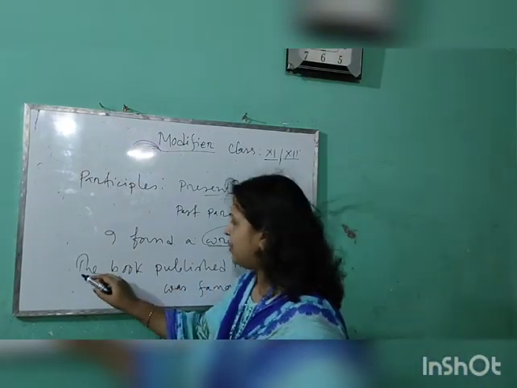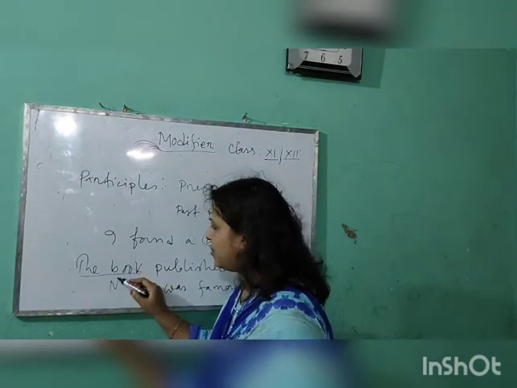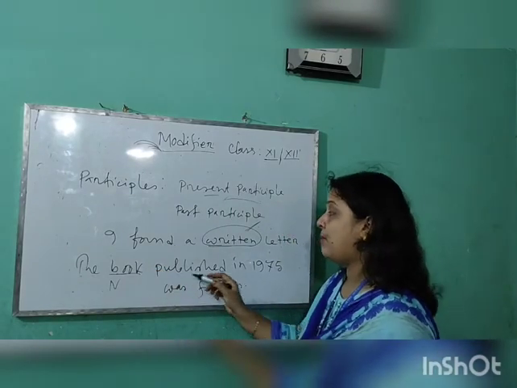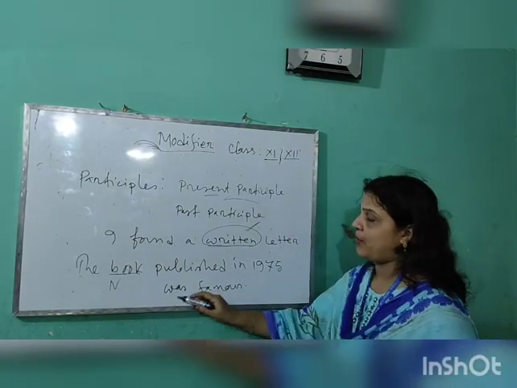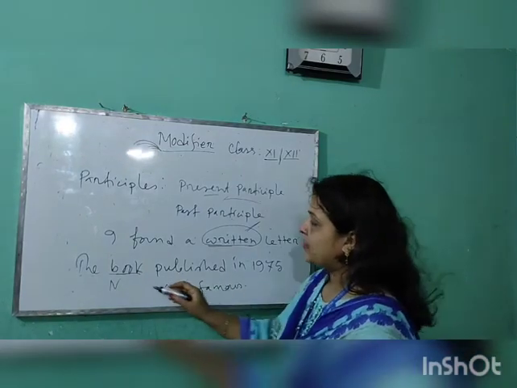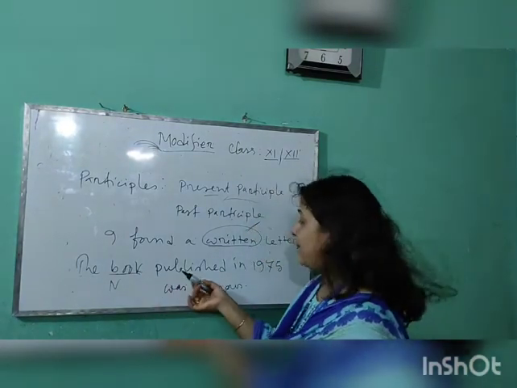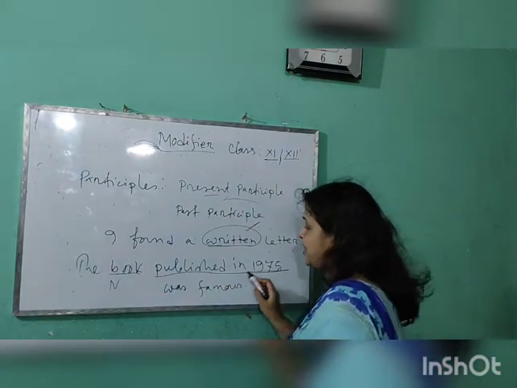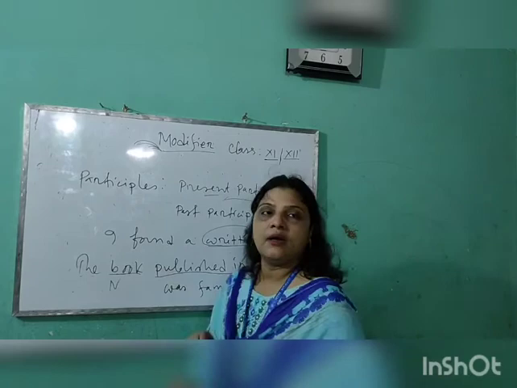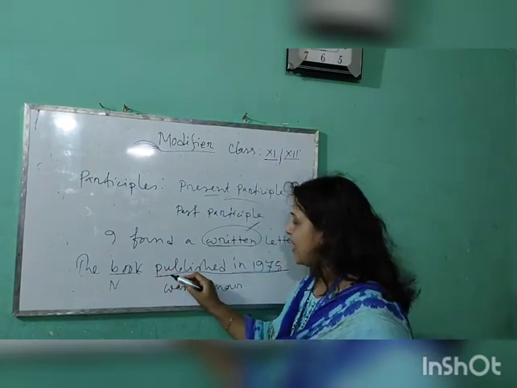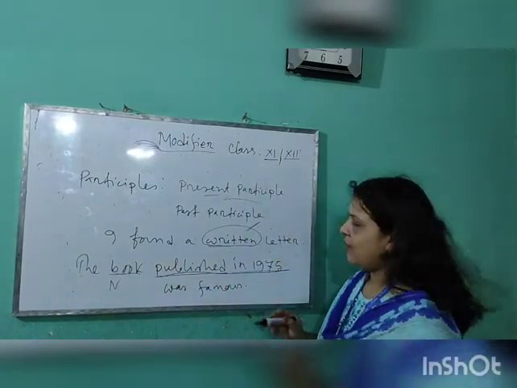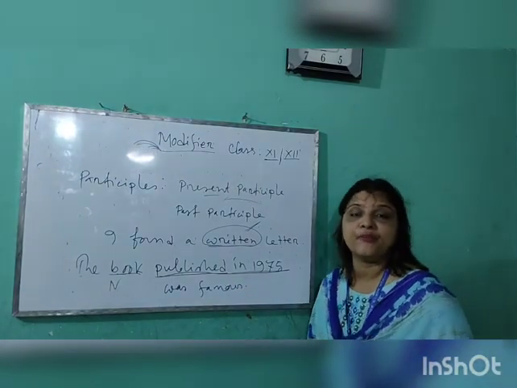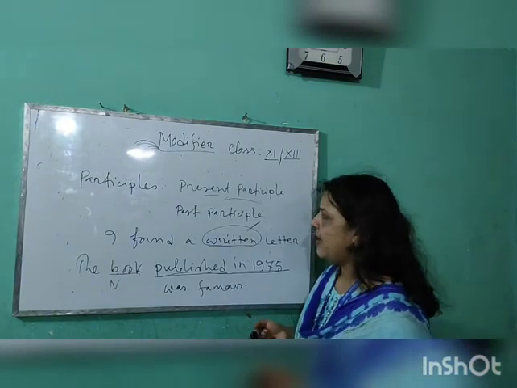And here, the book is a noun. The book published in 1975 was famous. So, which book was famous? The book published in 1975. So, this is a phrase which gives extra information about the noun. So, this is a post-modifier. So, I have shown you how past participle can be used as a pre-modifier and post-modifier.